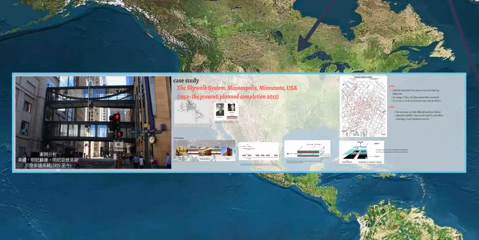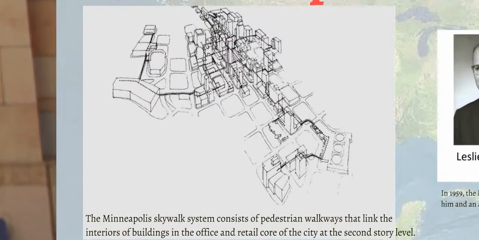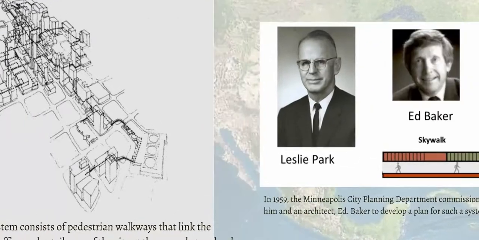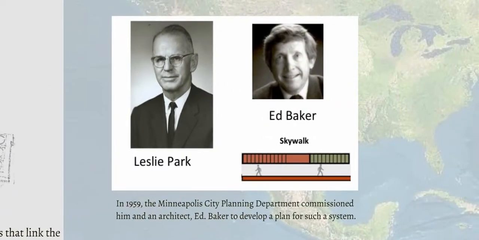Case study: the Skywalk system, Minneapolis, Minnesota, USA, 1959 to the present. Planned completion 2015. The Minneapolis Skywalk system consists of pedestrian walkways that link the interior of buildings in the office and retail cores of the city at the second-story level. In 1959, the Minneapolis City Planning Department commissioned Leslie Park and an architect, Ed Baker, to develop a plan for such a system.